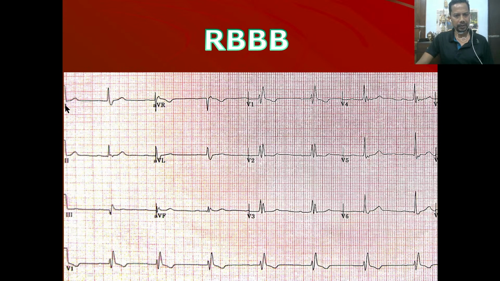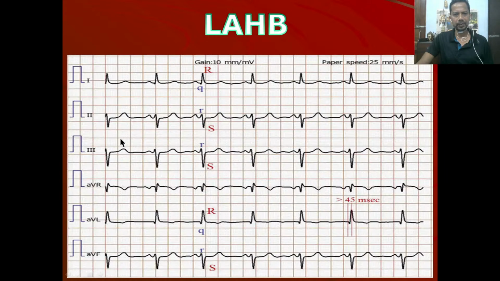This is another example of right bundle branch block. RS pattern, ST depression with concavity upwards, broad QRS, T wave inversion, right axis deviation. R is tall in lead 1 and AVF is positive. So there is a right axis deviation.